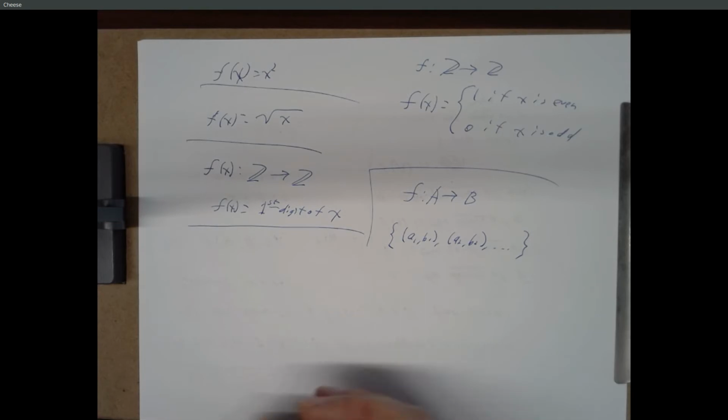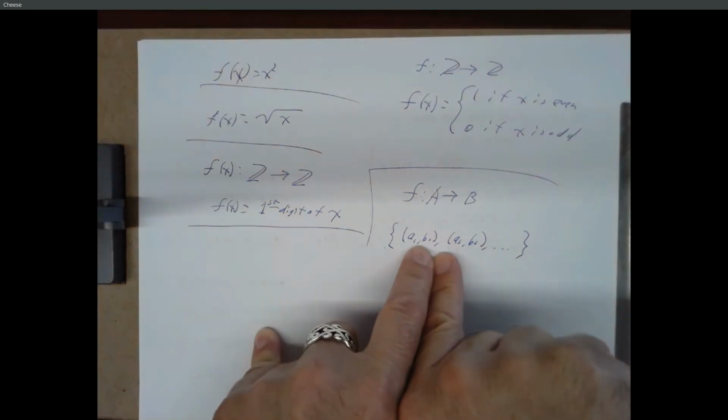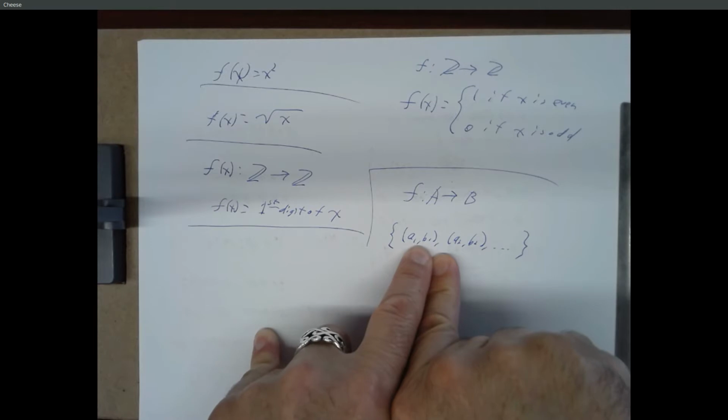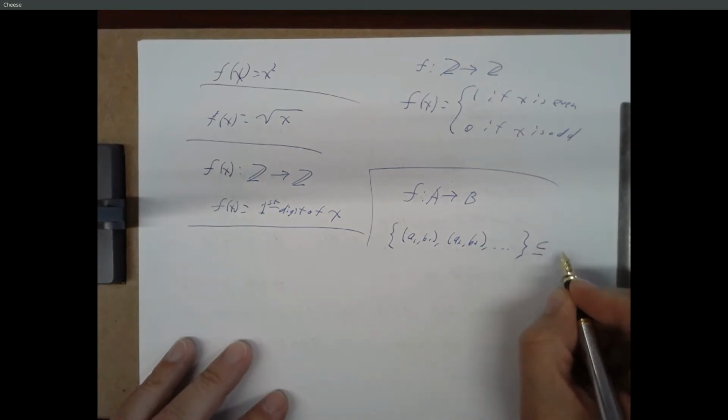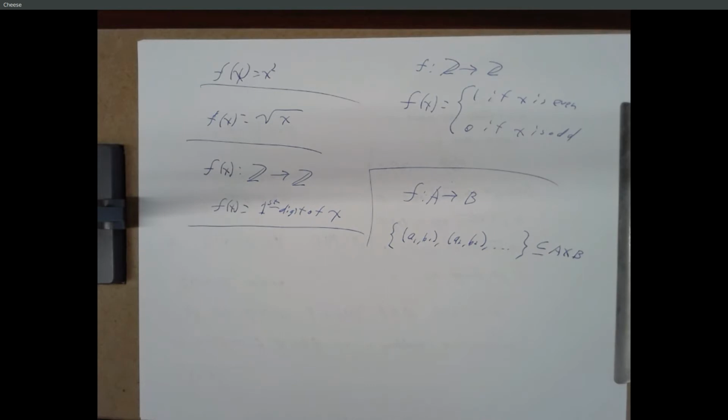Well, have we seen something like this before? Tuples where the first element comes from one set and the second comes from another? What were we talking about? That was a cross product or a Cartesian product. So this is a subset of A cross B. So the Cartesian product of two sets is a whole bunch of tuples, and if we pick a subset of that, it might be a function. If we have a function, it corresponds to a subset of that. And a subset of that could correspond to a function.